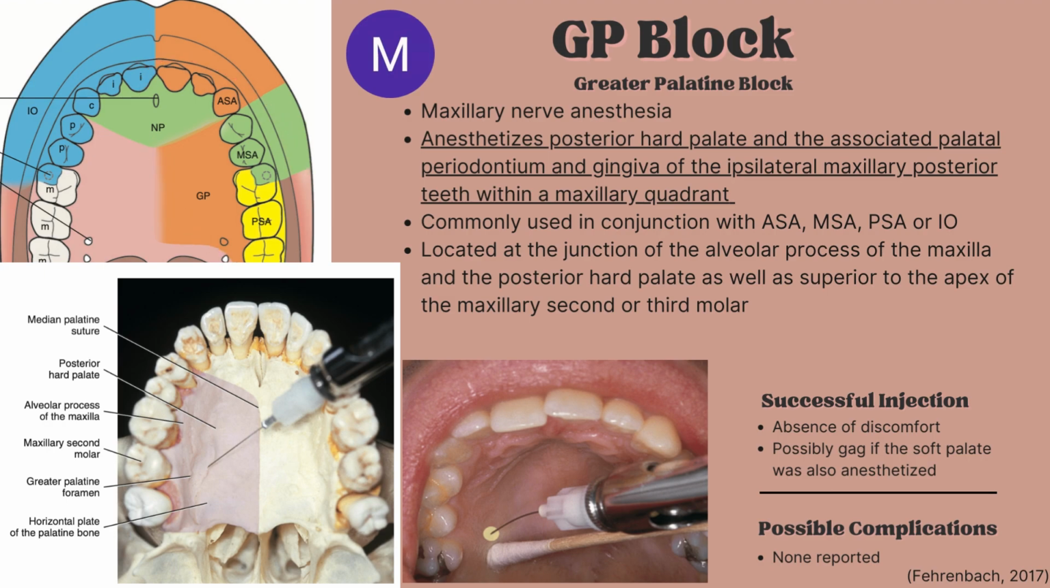The target area for injection is located at the junction of the alveolar process of the maxilla and the posterior hard palate, superior to the apex of the maxillary second or third molar. An indication of a successful injection is the absence of discomfort. The client could possibly gag if the soft palate was also anesthetized, but that is completely normal, and there are no possible complications reported with this injection.